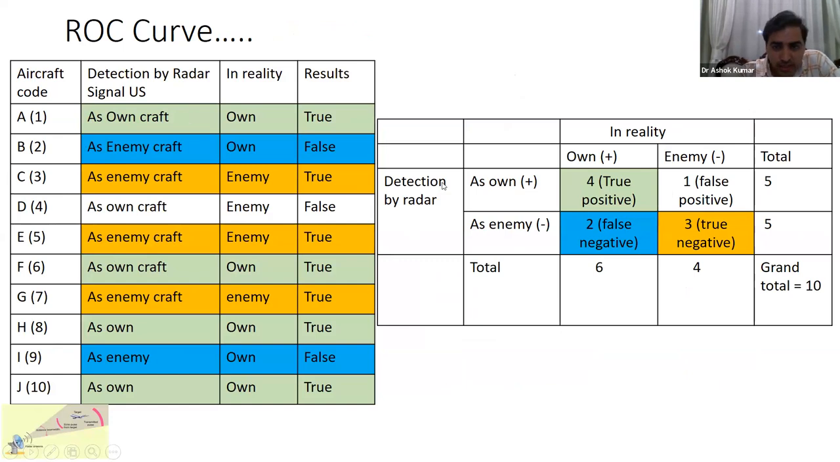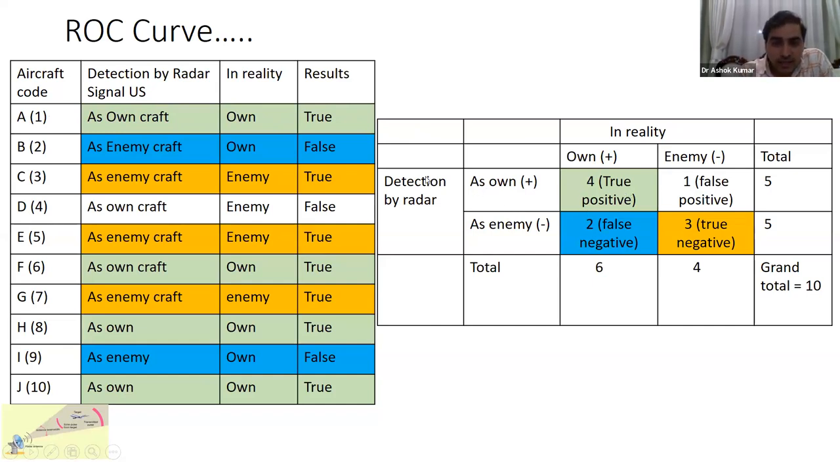These are the 10 aircraft. So we can see here detection by radar and in reality. Detection by radar is own or enemy, and in reality it is own or enemy. We can see there are 4 aircraft: aircraft 1, aircraft 6, aircraft 8, and aircraft 10. These are detected by radar signal as own craft, and in reality these are own craft, so it is true. So it is called true positive.